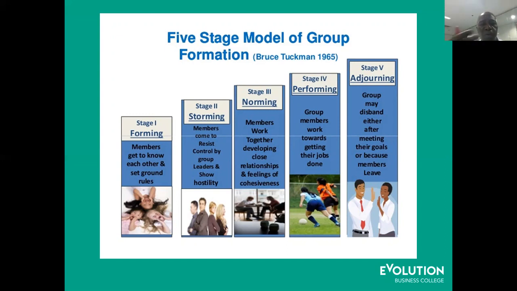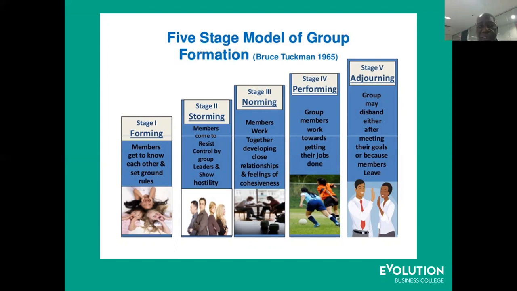After a while, as the group begins to work together, we get into stage 2, where members come to resist control by group leaders or show hostility. All of a sudden, they start by being happy with all these niceties, and in stage 2 they begin to resist some of the ideas other people might be bringing to the table, or what the leader might have. The resistance is not hardcore, but in terms of body language, not being totally up with it, being a little hesitant in playing along. And that begins to cause some friction and some misunderstanding.